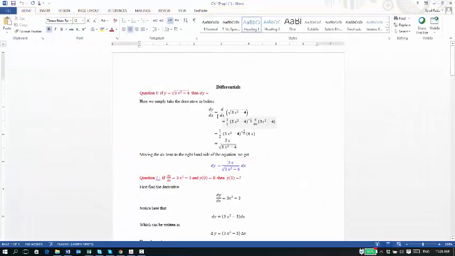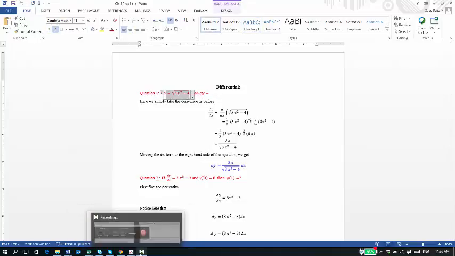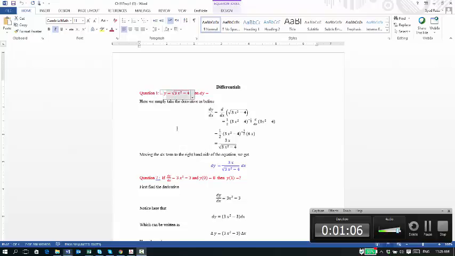Now the first part is the differential. Differential is very similar to derivative. Actually we don't do anything new, but rather we just represent it in a different way. So this is an expression that we had, right? And then we are required to find dy, not dy by dx, only dy.